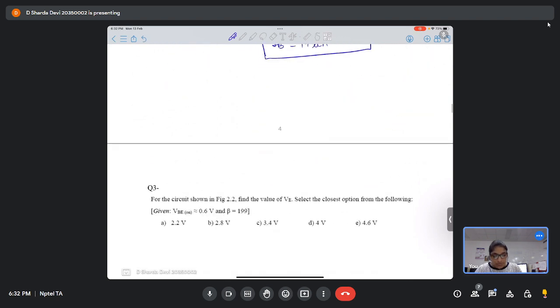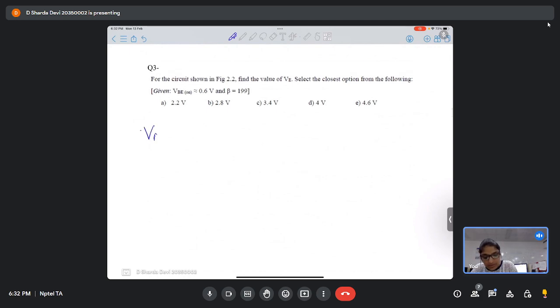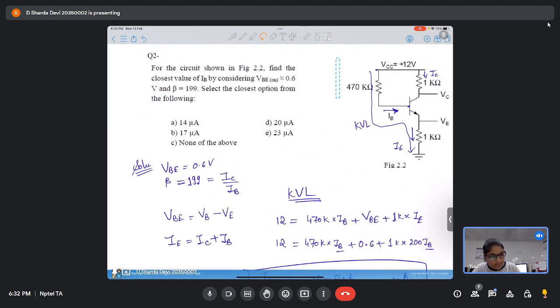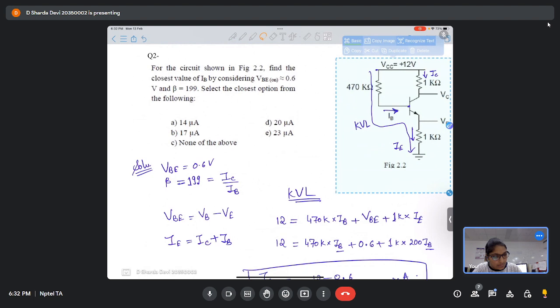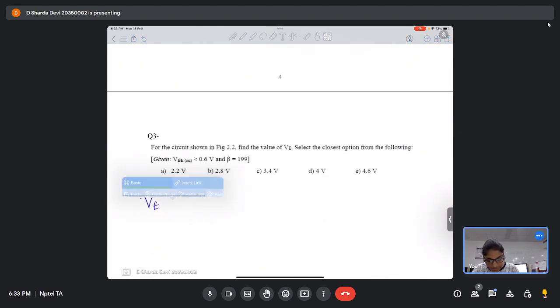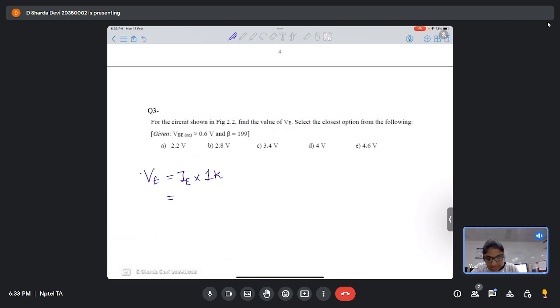Now moving on to the next problem. In the same circuit we have to find VE, that is the voltage across the emitter. How will we write VE in this circuit? IE into 1K. Can we write like that? Yes, VE will be IE into 1 kilo ohm. So what is the value of IE? It is 200 times IB, right?